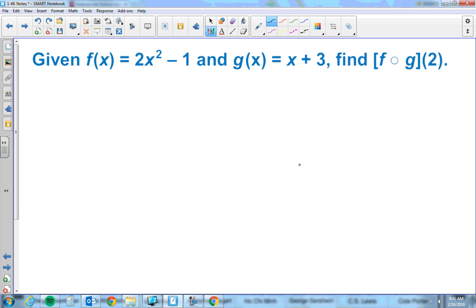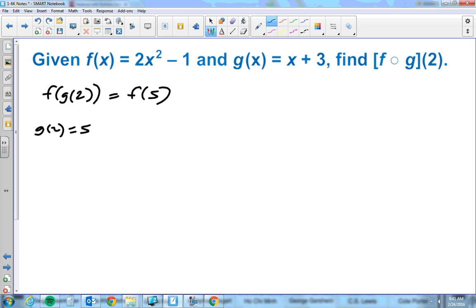Now, next example, we're still using the same functions. Now it wants f of g, or f composed of g, of 2. I'm going to do it two different ways. First, I'm just going to go and do f of g of 2. First, you want to figure out g of 2, which is what? 5, right? And so now that means you're doing f of 5.